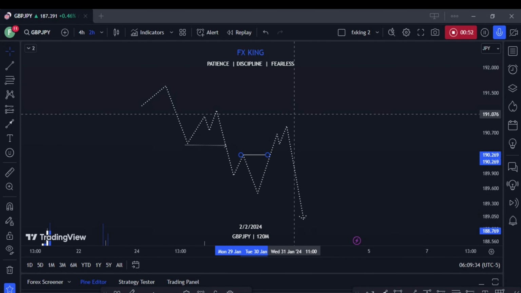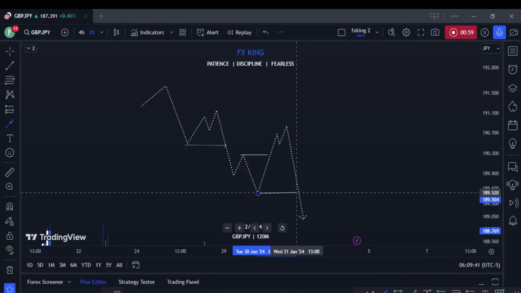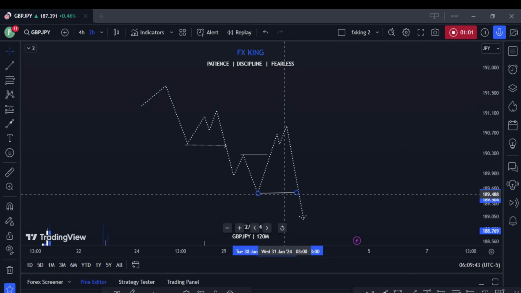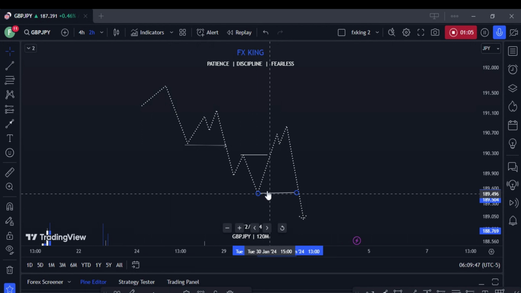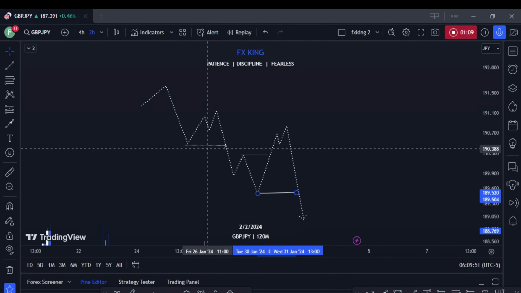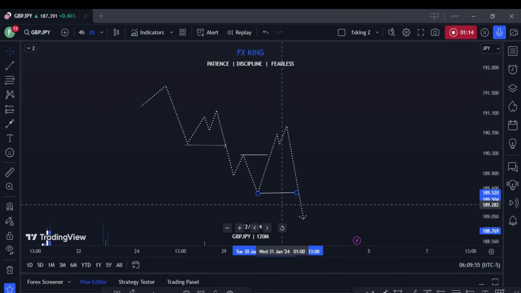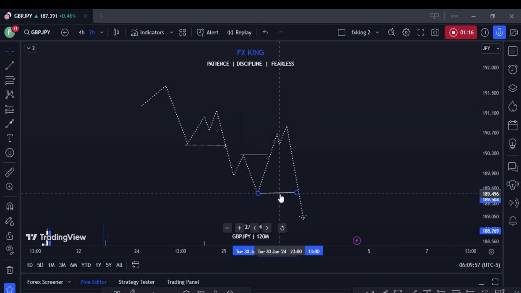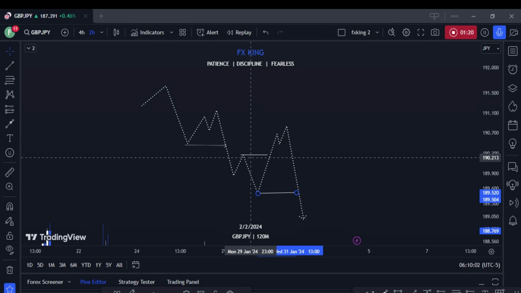Now, price took out this inducement. After taking out this inducement, we have this next break of structure. So within this range, what you can see is this is our valid break of structure. This here is not a valid break of structure because there was no inducement taken out before this break of structure. This break of structure was valid because inducement was taken out before it.